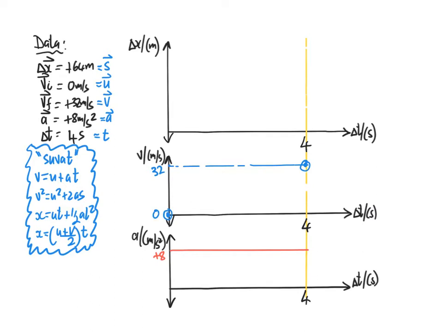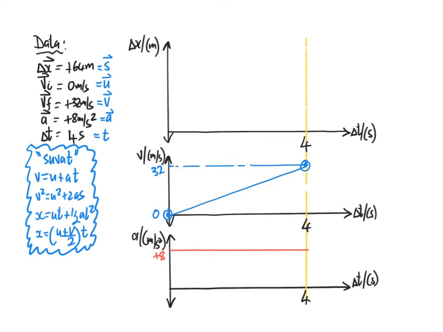And then with sketch graphs, we only need to draw the shape of the graph, which is a straight line, because this is uniform accelerated motion. So the velocity changes at the same rate every second, namely 8 meters per second per second. So now we have two of the graphs, but the most difficult graph is the position versus time graph.